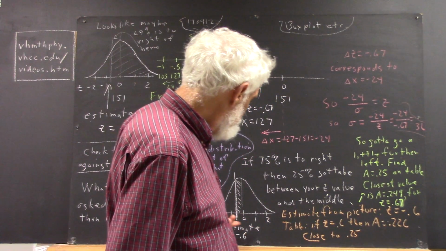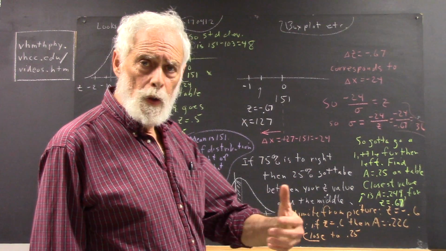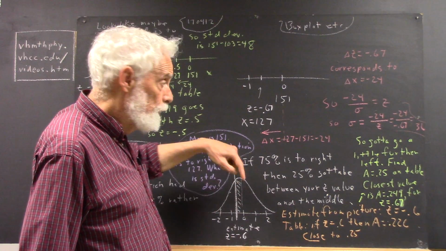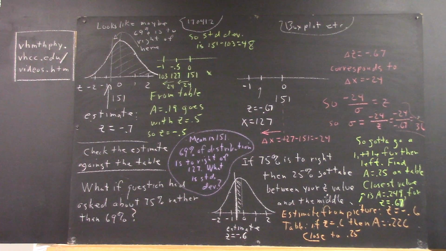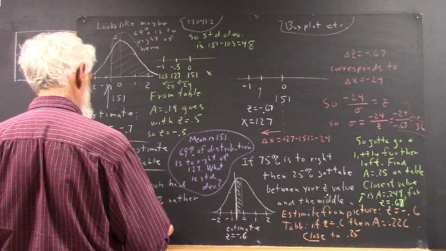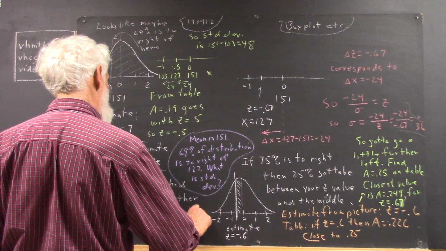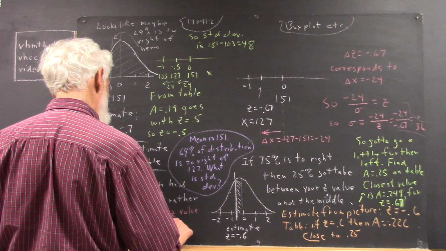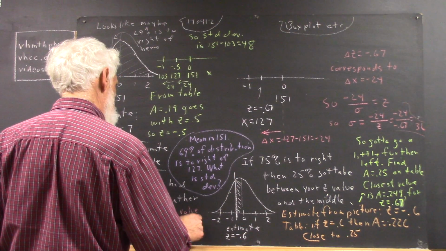0.6 isn't far enough to the left. We've got to go a little bit further left. In order to figure out where we need to be, don't we need to find the z value for which the area is 0.25? Okay, so I'll make a little note of that. So we're going to have to find the z value that gives area 0.25.